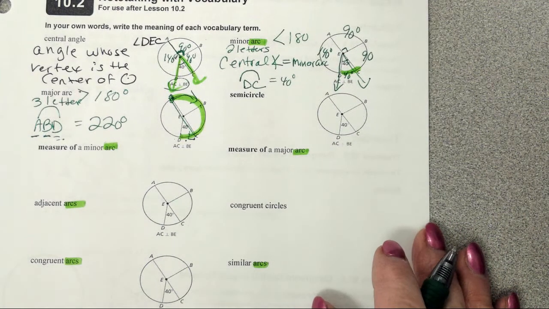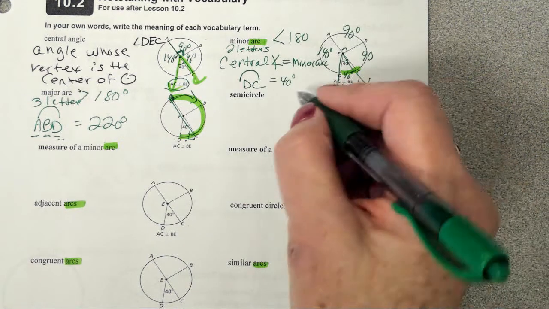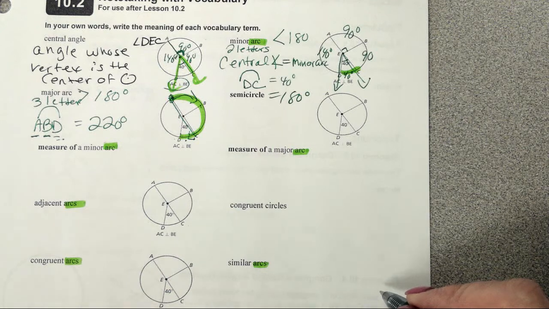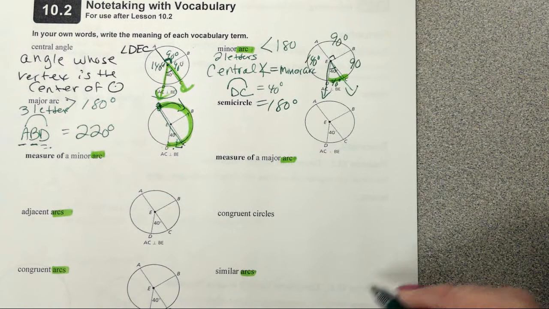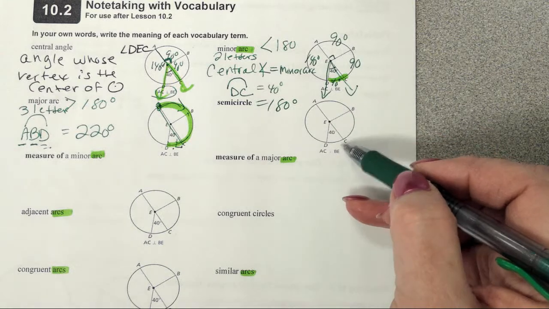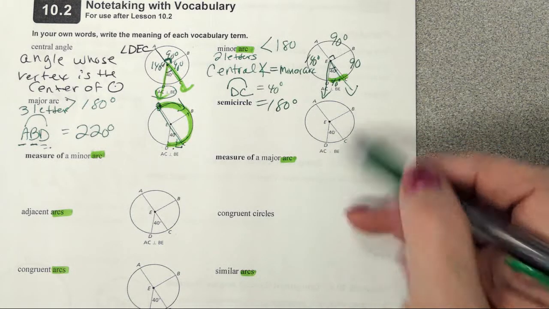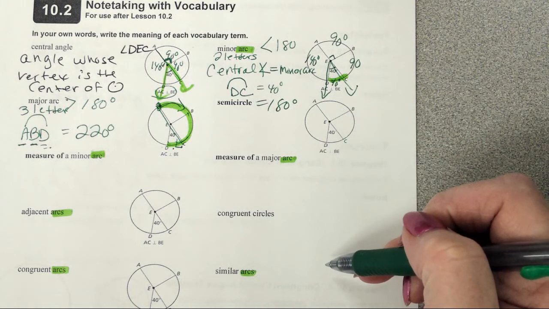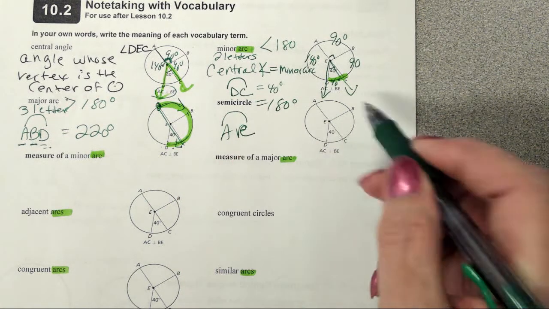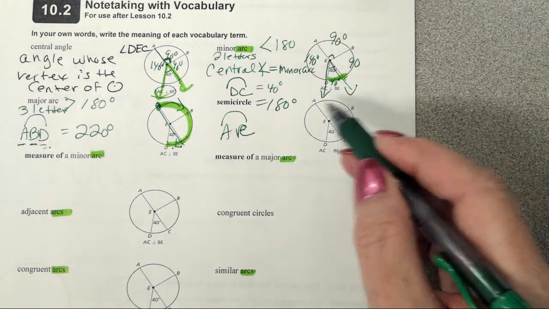Then we have a semicircle, and that is exactly 180 degrees. But the problem is, if I cut a circle in half, I have 2 sides, don't I? So if I just said arc AC, how would you know if I wanted this side or if I wanted this side?